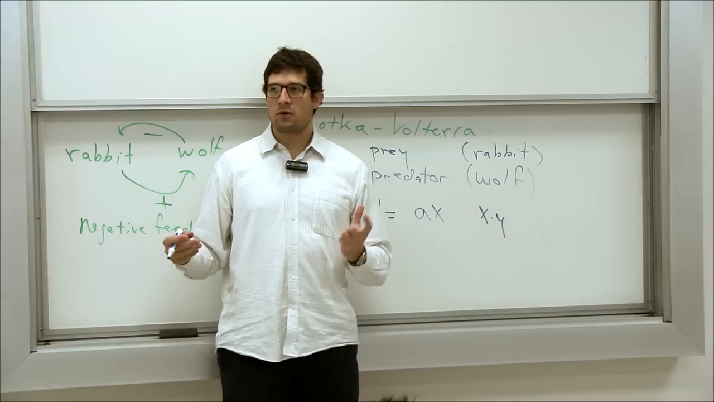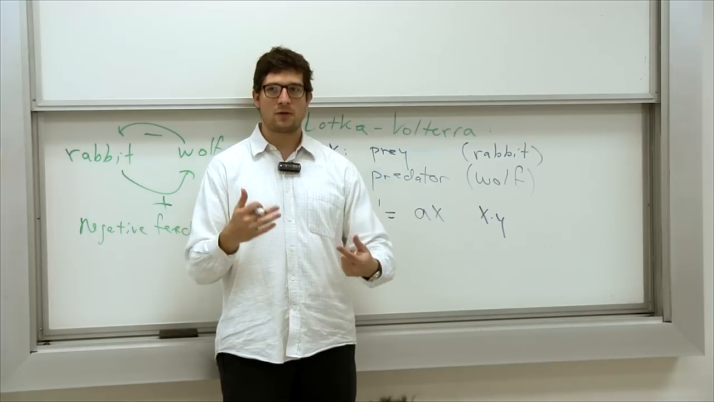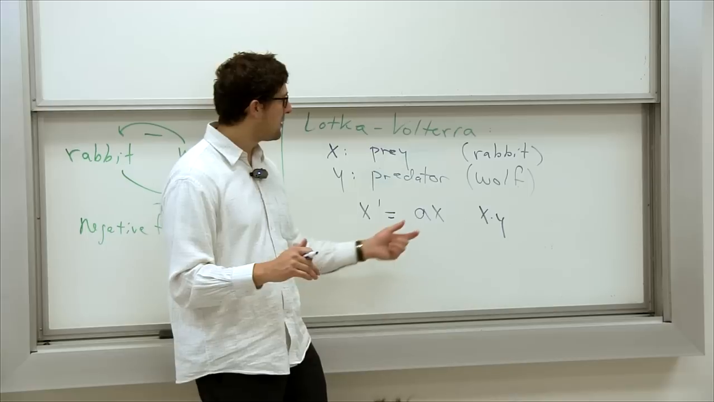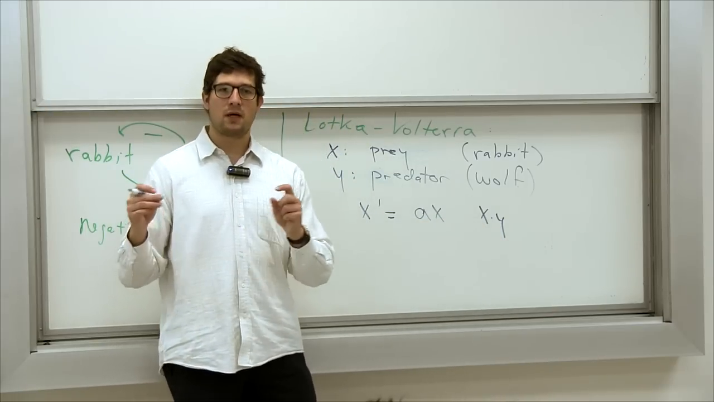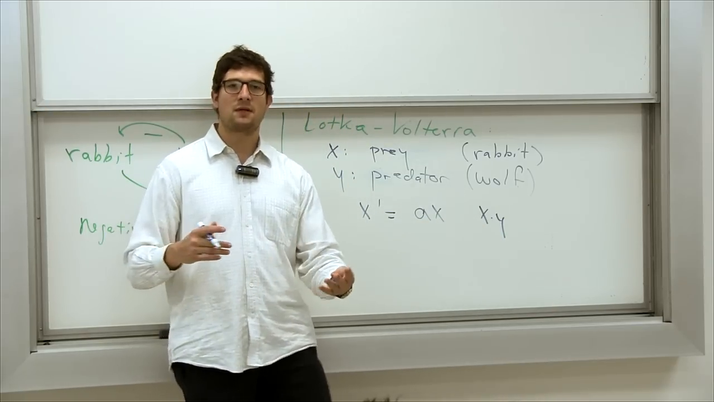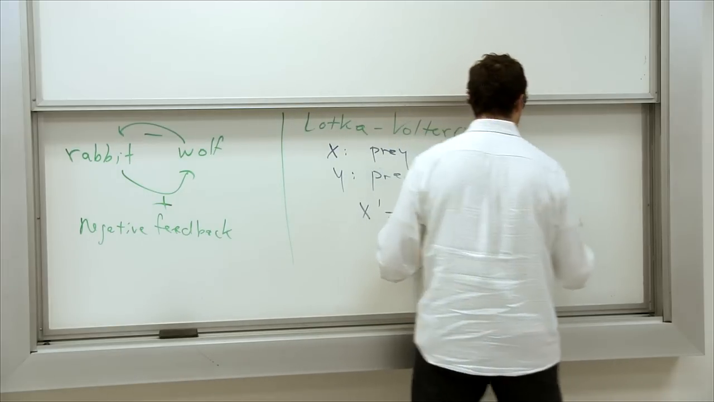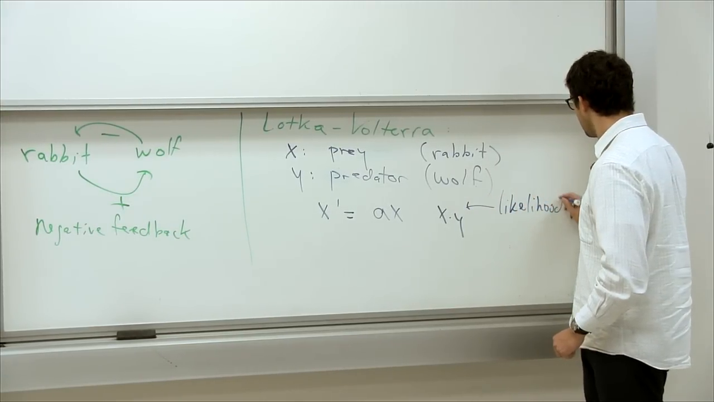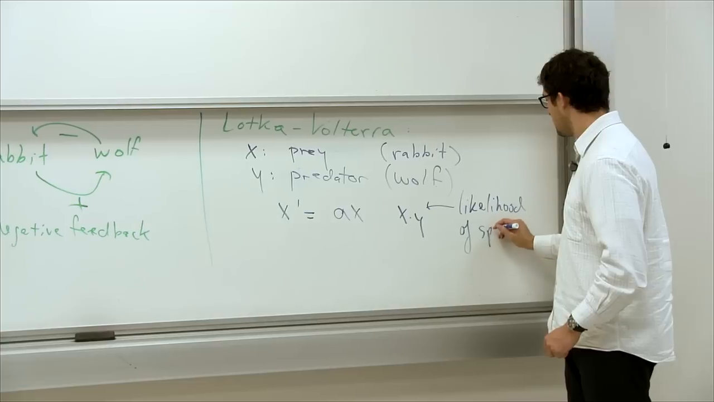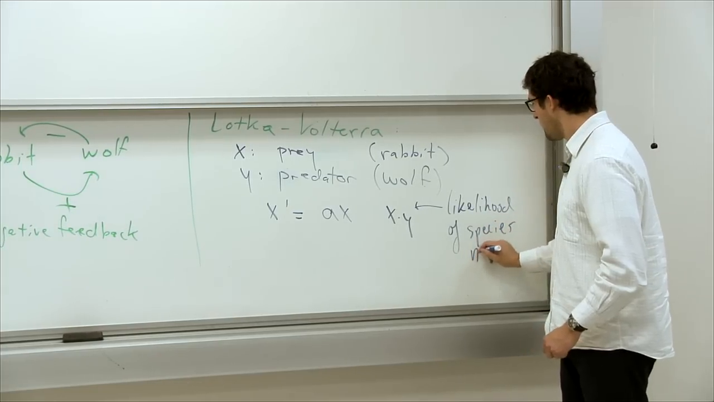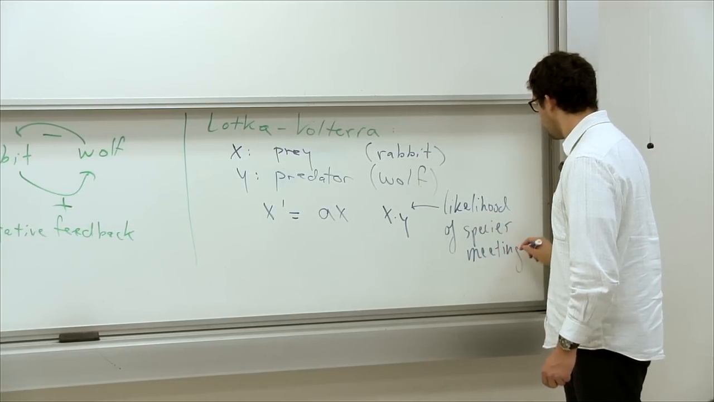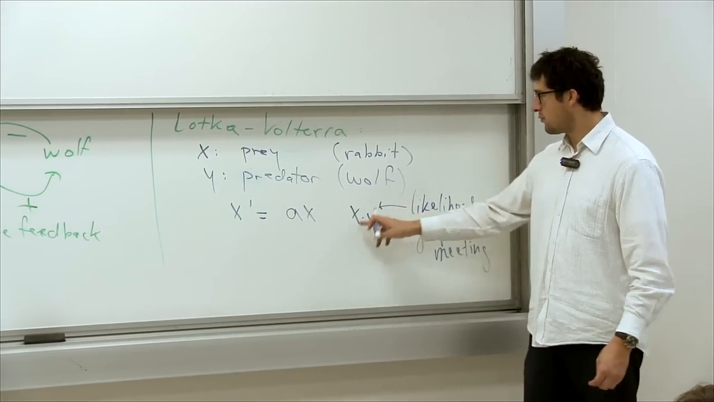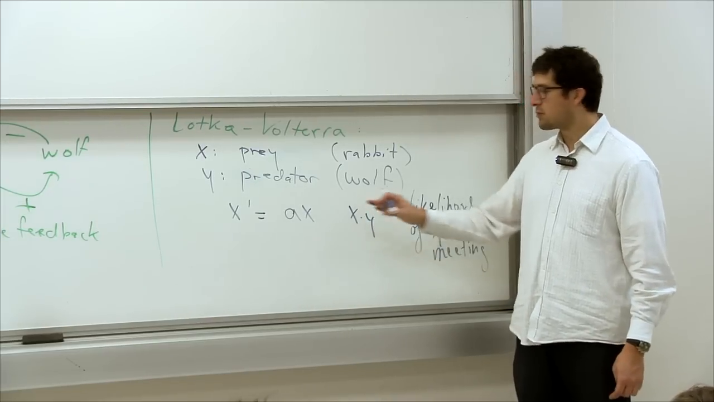This thing is called, in chemistry, the mass action model. The rate of change of something is proportional to the product. But we're not talking about chemistry, so let's not mention this mass action too much. But this has to do with the likelihood of the two species meeting at any given time, within an hour, okay? The likelihood that the wolf meets a rabbit is proportional to that product.